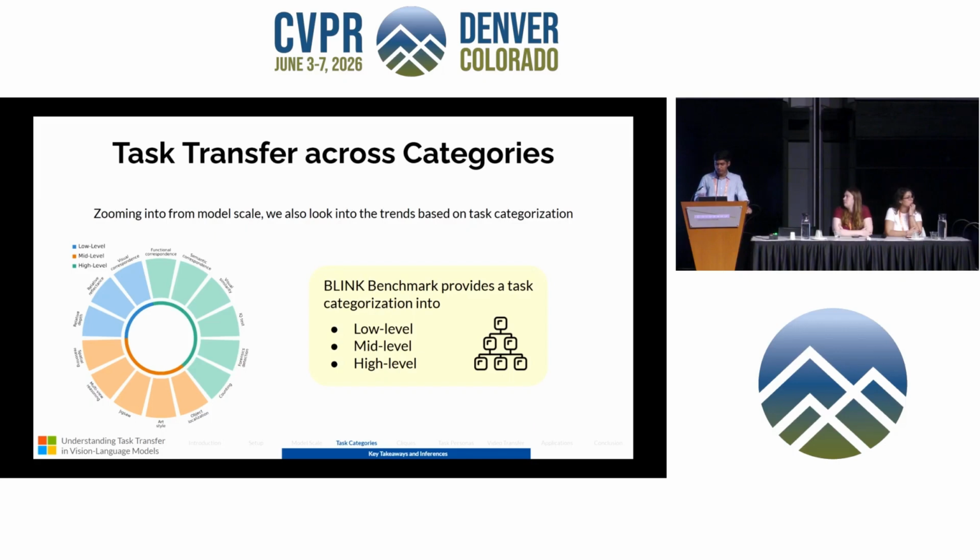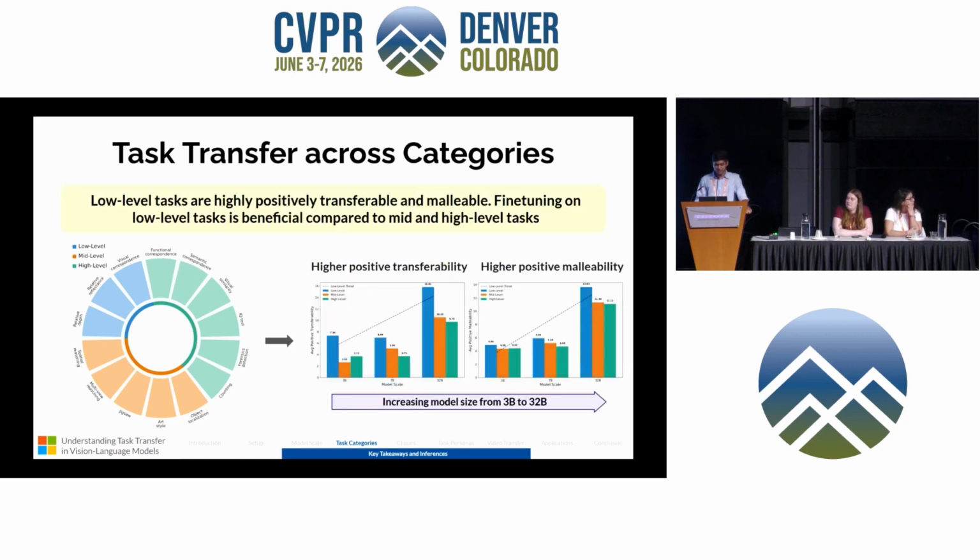Next, we look into trends based on task categorization. The benchmark itself provides a task categorization into low, mid, and high-level tasks. We find that low-level tasks are highly positively transferable and highly positively malleable. What does this mean? It means that if you were to fine-tune on low-level tasks, most tasks would get improved. And the reverse is also true. If you were to fine-tune on most tasks, low-level tasks would get the most benefit. So low-level tasks are the ones that impart the most benefit and also gain the most benefit.